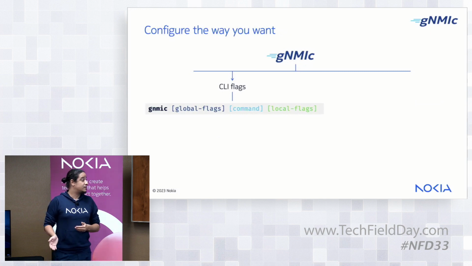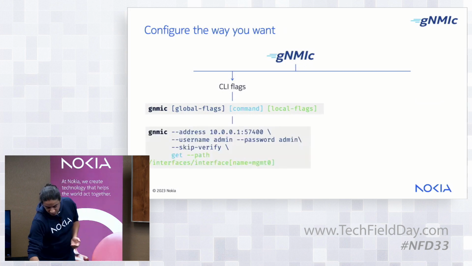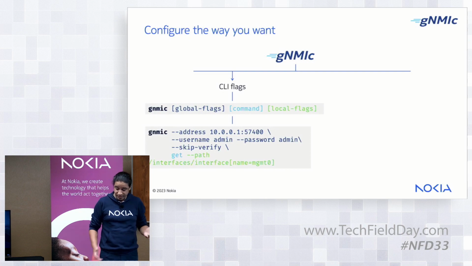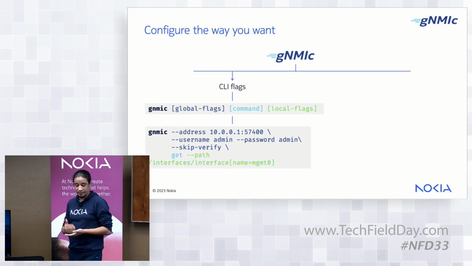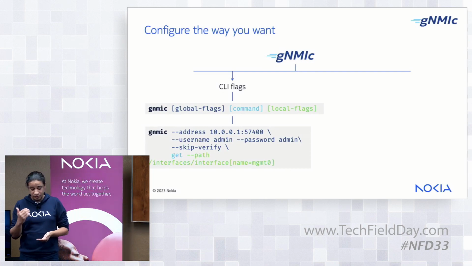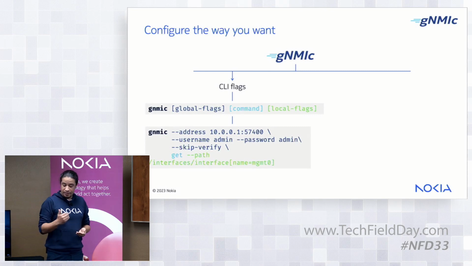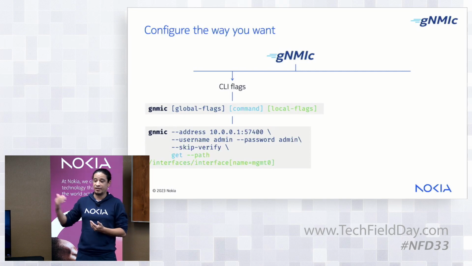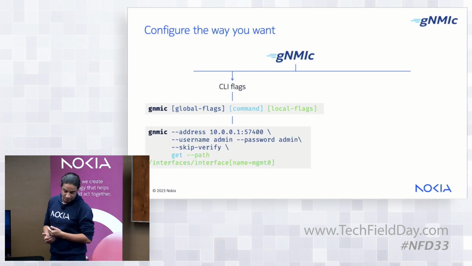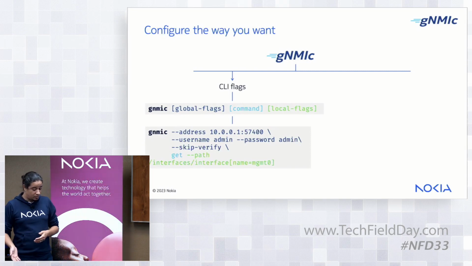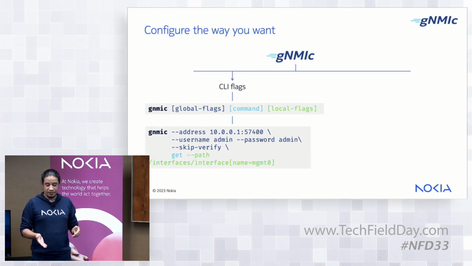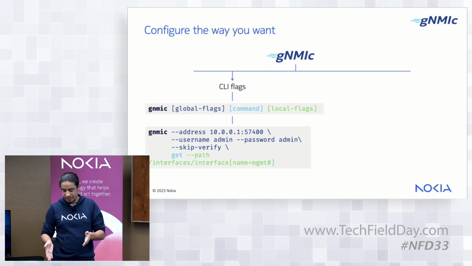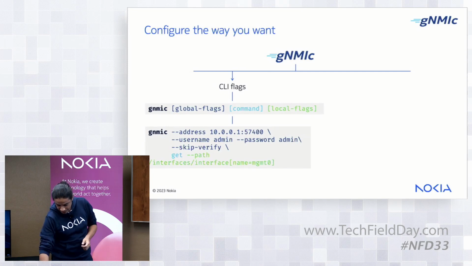And the local flags will be specific to that command. For example, here, the address, username, password, and skip verify are global flags. They tell gNMIc to connect to router 10.0.0.1 with admin as credentials, and skip verify means use TLS, but do not verify the certificate sent by the router. And path is a local flag. It tells it to get the interface management configuration and state that's stored in that router.